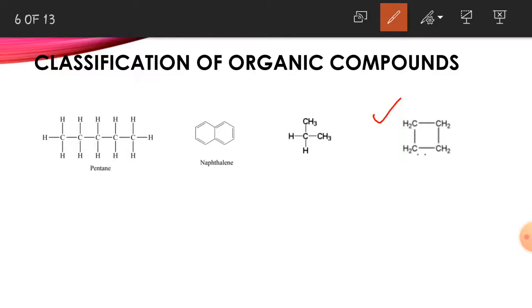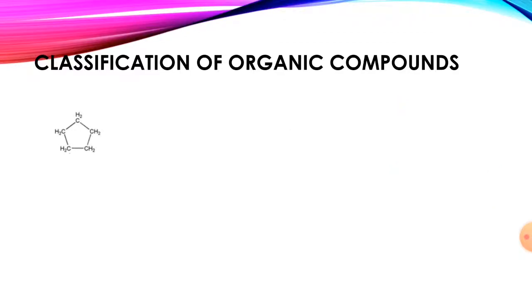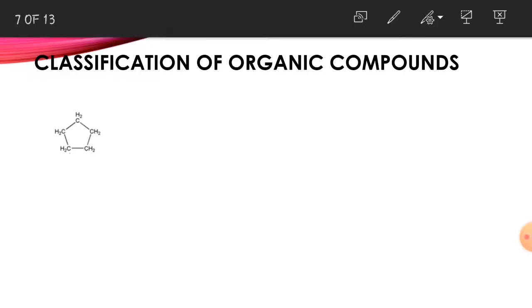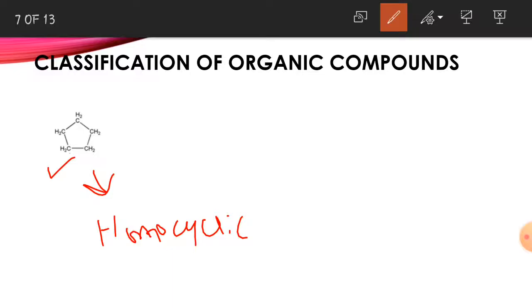But you may see here that all the carbon atoms are connected to each other in the form of a ring. So it is a cyclic compound, and it is a homocyclic organic compound, because all the atoms in the ring are carbon atoms. Now look at this structure. This structure contains 5 carbon atoms, and it has a ring. All the carbon atoms are connected, so we will classify it as a homocyclic organic compound.